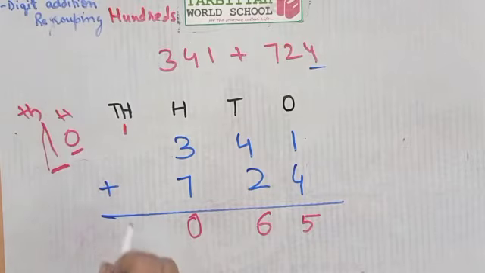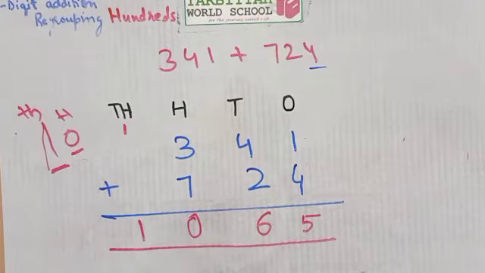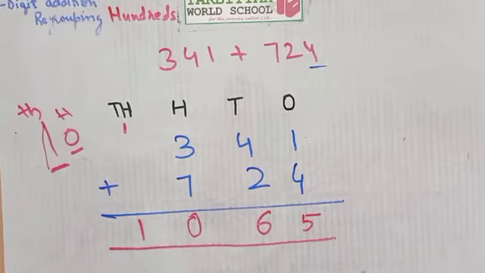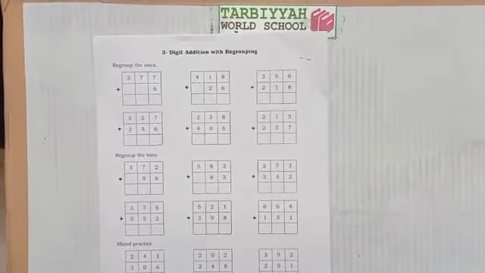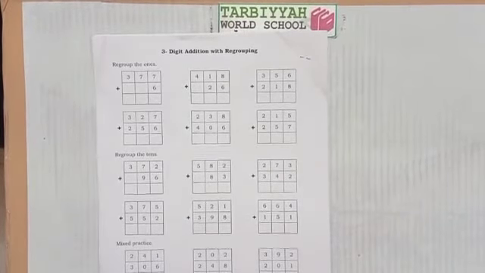So there is no number for adding, so we will write 1 as it is. So 1165. So this is how we do the regrouping of hundreds. Now we will solve the worksheet of 3-digit additions with regrouping.